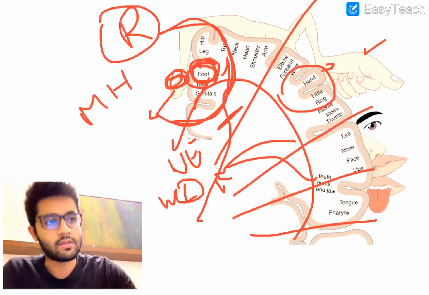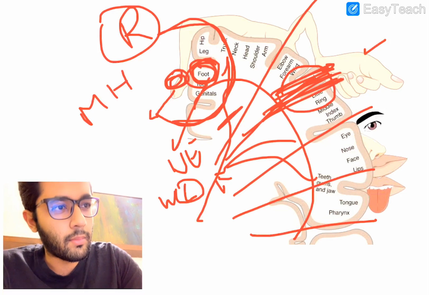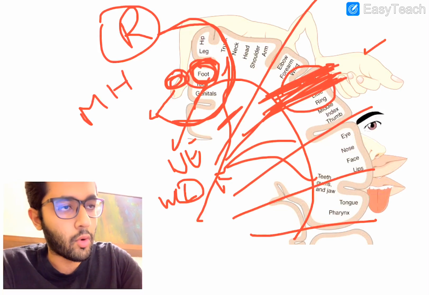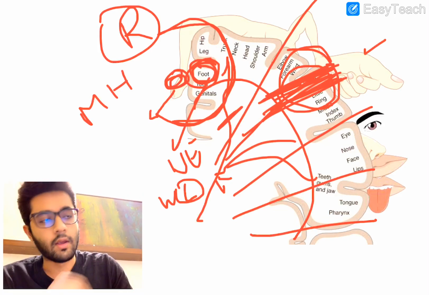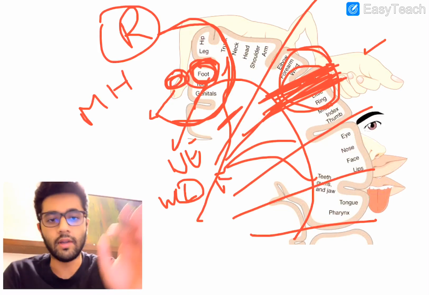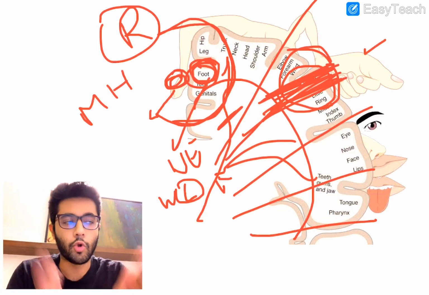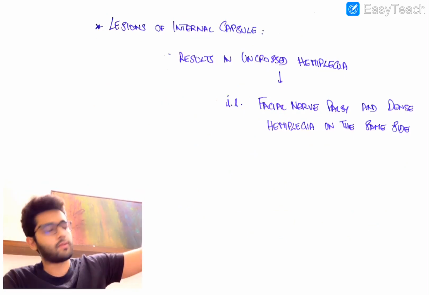Similarly, now you can guess this region is affected, which supplies the motor activity of the hand. So the motor cortex, or the part of the motor cortex which is responsible for the hand, is lost on the right side. So the patient will present with left-handed weakness, right? So lesions of the motor cortex present with monoplegia.